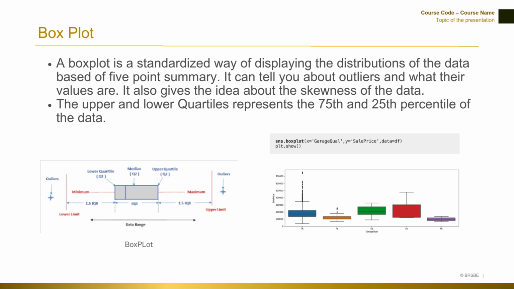Whiskers are lines that extend from the box to the minimum and maximum values, showing the range of the data. And lastly, outliers are the data points that fall outside the whiskers, typically defined as the values that are 1.5 times the interquartile range, what we call IQR, above Q3 or below Q1. Outliers are often represented as individual points on the plot. The box plot provides a visual summary of the data distribution.